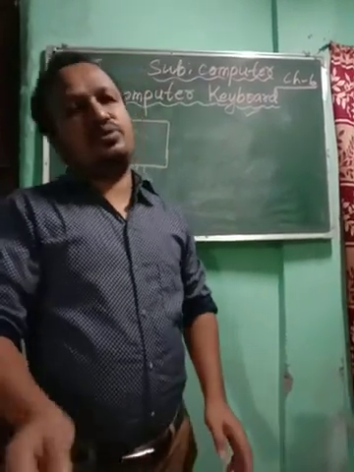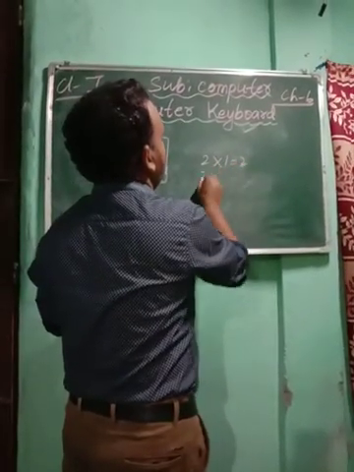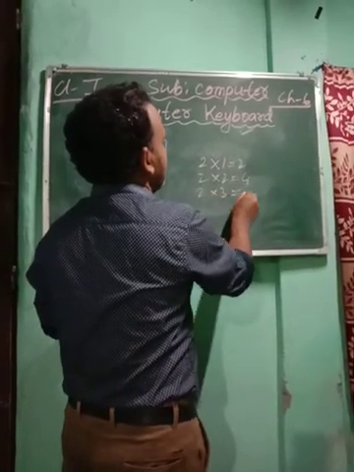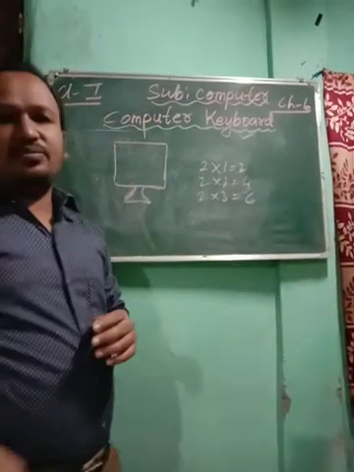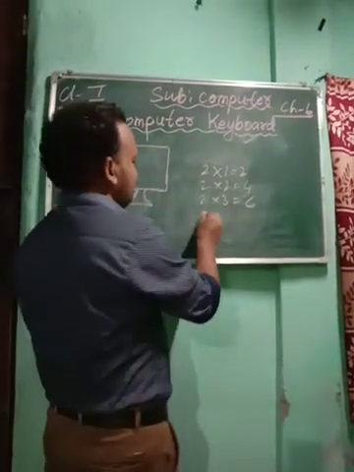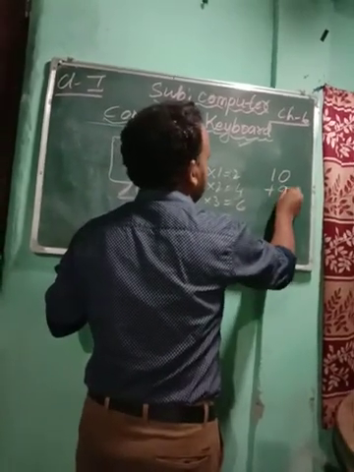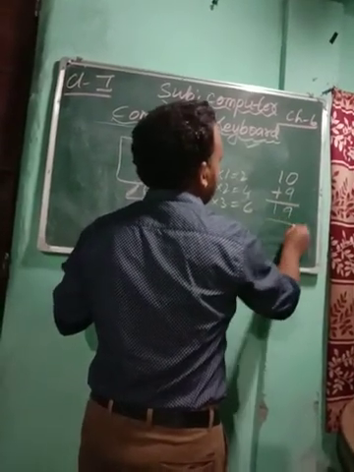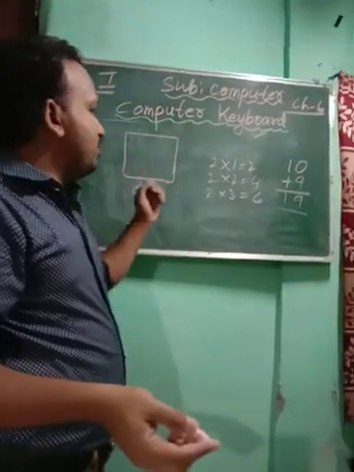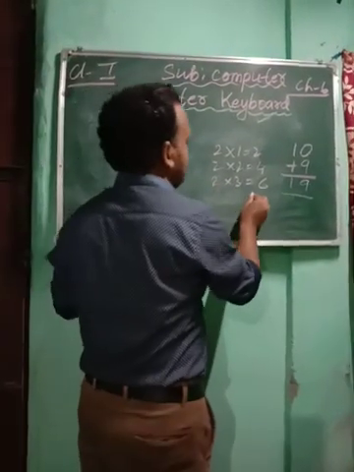Suppose today you want to write the 2 times table. 2 1 are 2, 2 2 are 4, 2 3 are 6. So you can write with the help of numbers. Suppose you want to do additions, 10 plus 9, so 19. You can write it on the monitor screen with the help of numbers. You want to do subtractions.